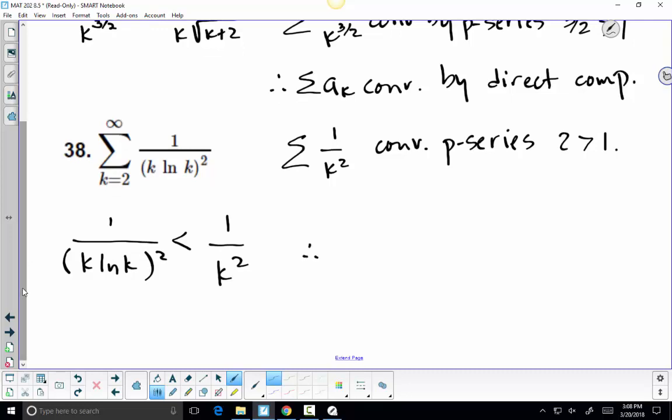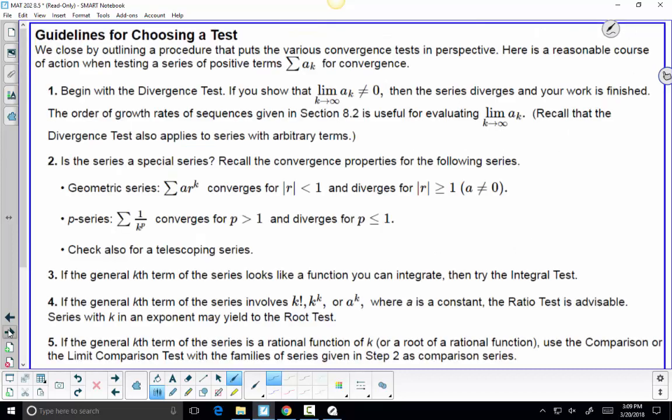So therefore, the original series, series a sub k, converges by direct comparison. Good? Great? Can you abbreviate direct comparison, like DCT? Yeah, absolutely. Direct comparison test. Definitely. I'll know what you mean.